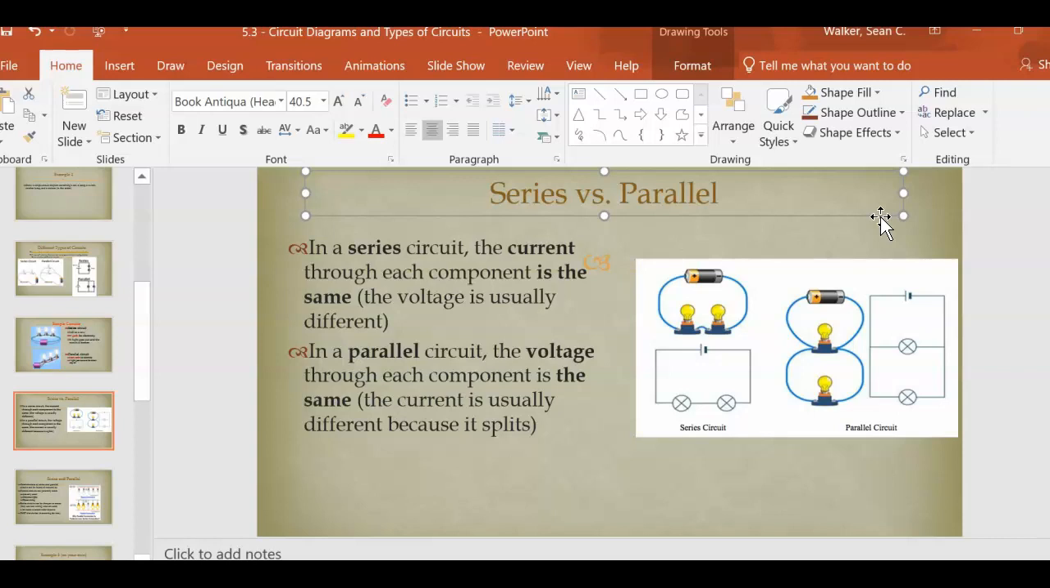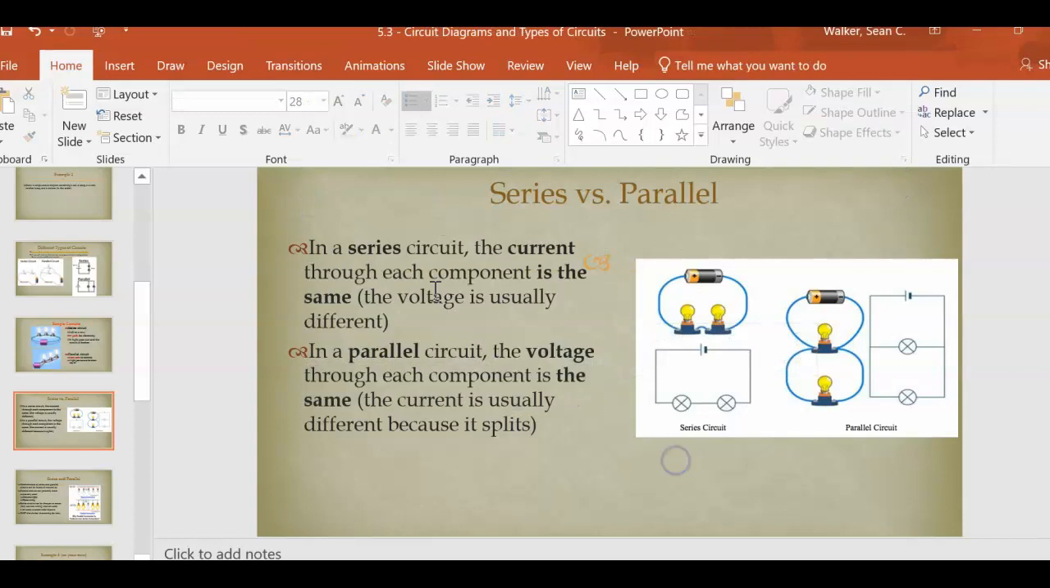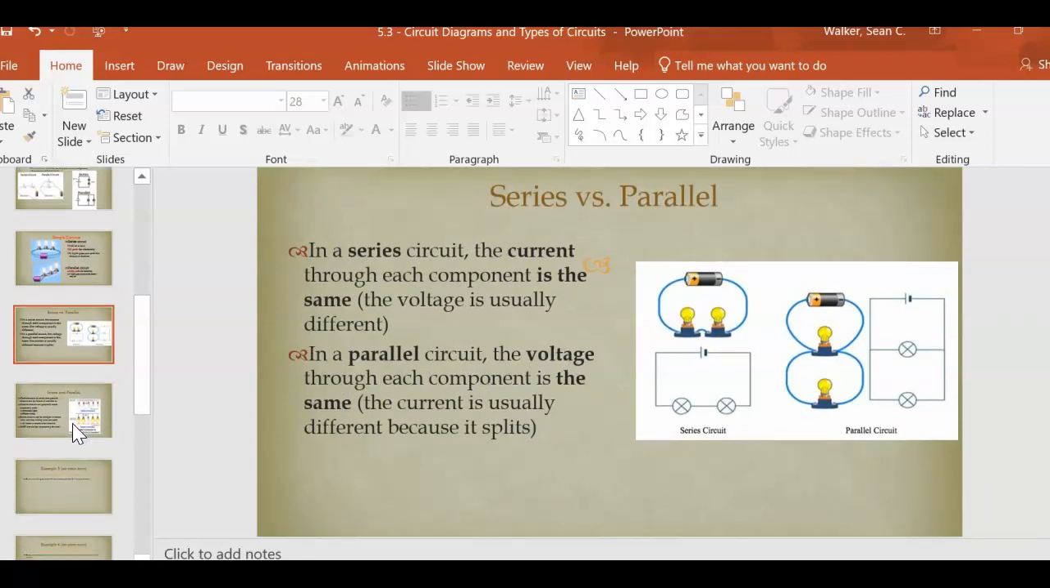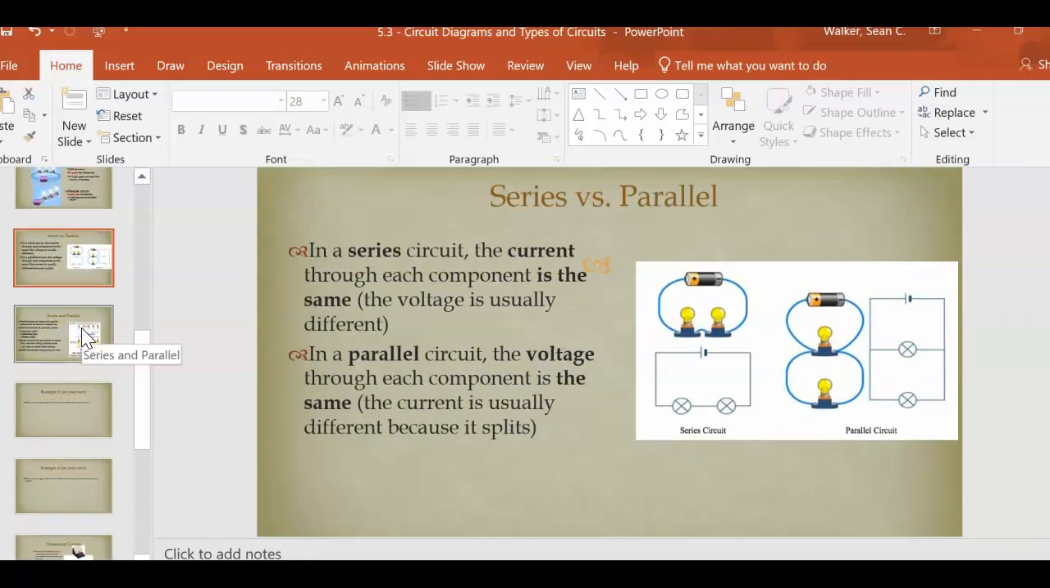In a parallel circuit, the currents are not going to be the same because the current can split into different pathways. However, in parallel, the voltage across each component is the same. So in series, the current through each component is the same. In parallel, the voltage across each component is the same. That's a detail you need to know about the difference between series and parallel, so make sure you add that to your notes. I'll give you a second to do that. To summarize: in a series circuit, the current is the same and the voltage is different. In a parallel circuit, the voltage is the same, but the current is different because the current can split.